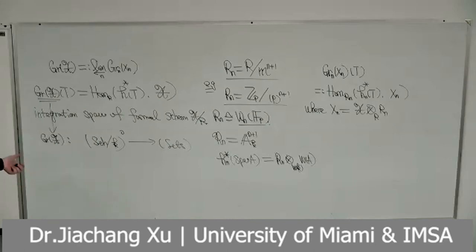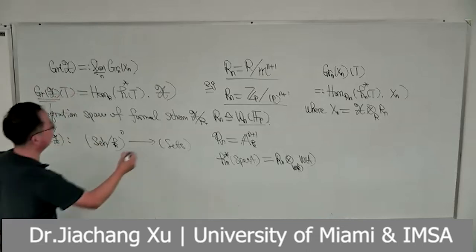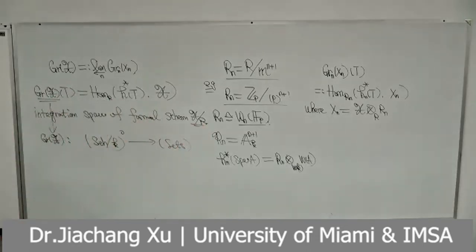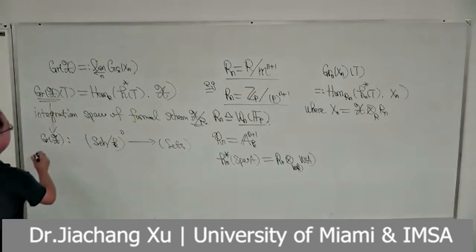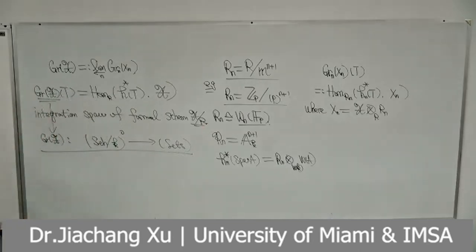I will talk about later why we need to deal with the formal scheme for R in this kind of way. But here, let's say it's the natural generalization for us to deal with the mixed characteristic case. Okay. Questions?